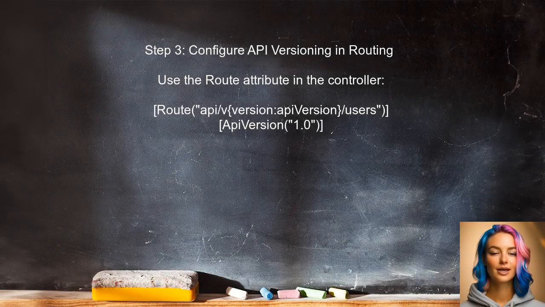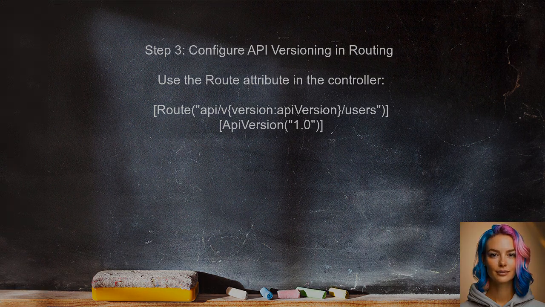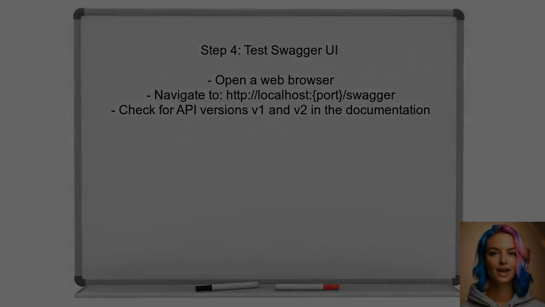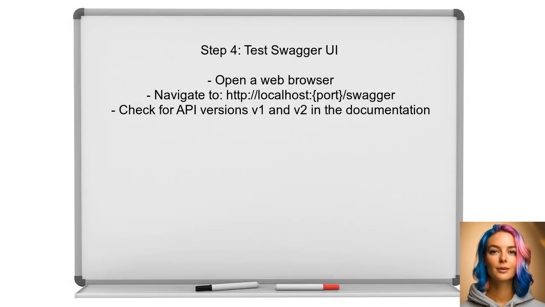After setting up the Swagger configuration, the user should ensure that the API versioning is correctly configured in the routing. This is done by using the route attribute with the version parameter. Finally, the user should test the Swagger UI to confirm that the API versions are displayed correctly. This can be done by navigating to the Swagger endpoint in a web browser.